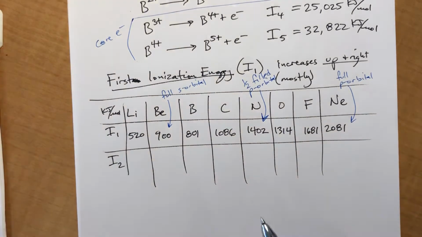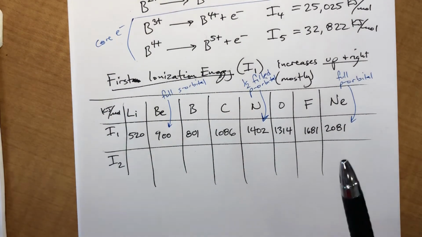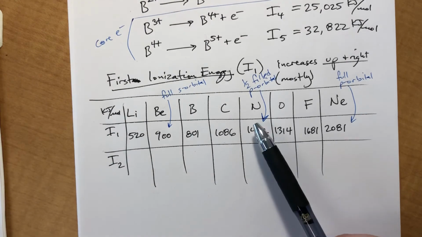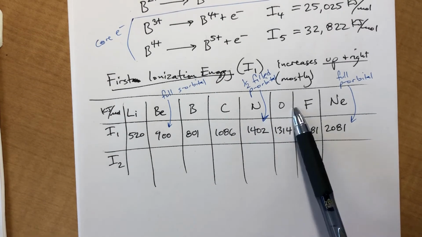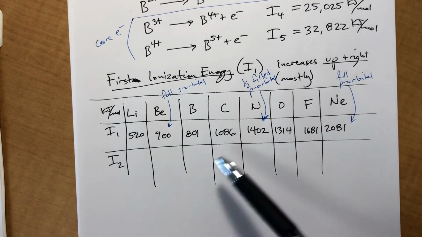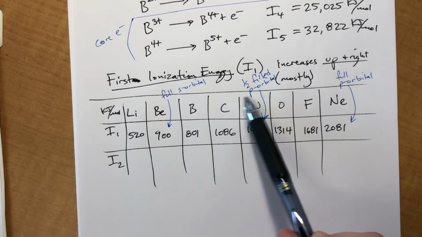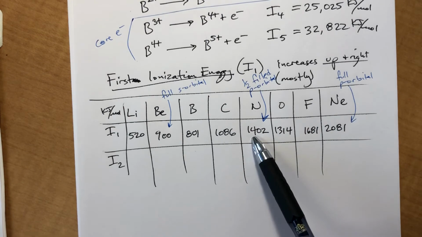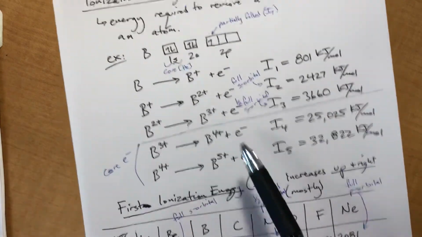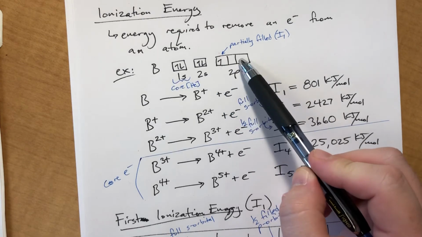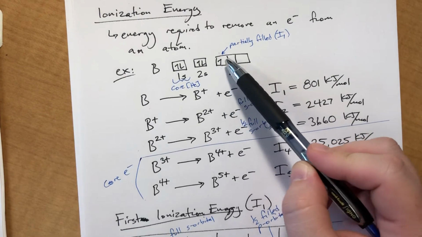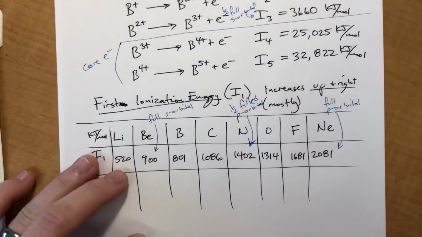So if I asked you which atom would you expect to have a higher first ionization energy, nitrogen or oxygen? You would expect it to be nitrogen, even though the trend says mostly to the right. And if you drew the orbital diagrams, you could see nitrogen would have 3 up arrows, which would be half filled. Oxygen would have 1 extra, which would be that paired electron. Okay.